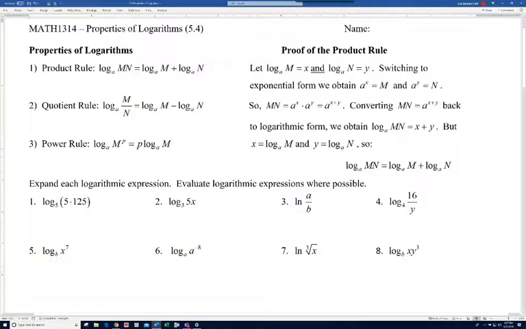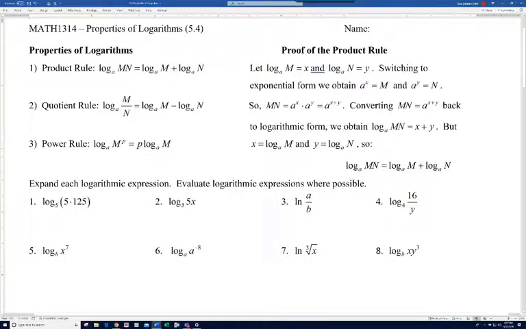In this video, I'll be showing you three properties of logarithms, and we'll also be using some of the other things we've learned about logarithms. So the first one here is the product rule. It says the log base a of m times n is equal to the log base a of m plus the log base a of n.